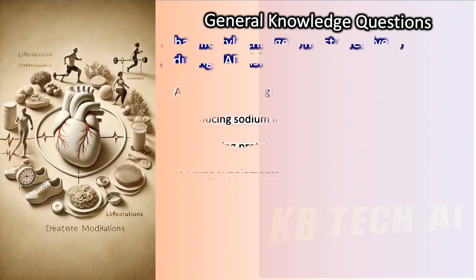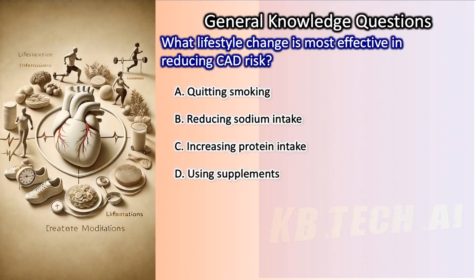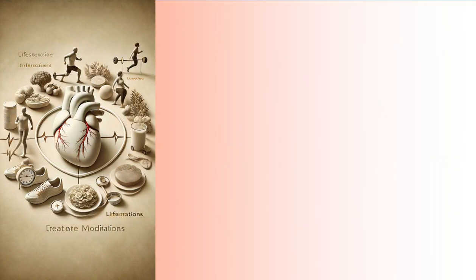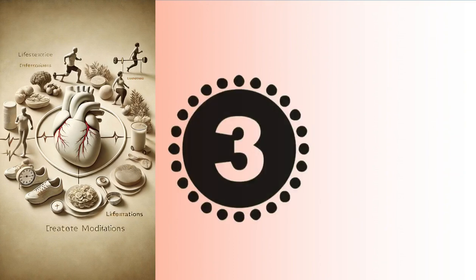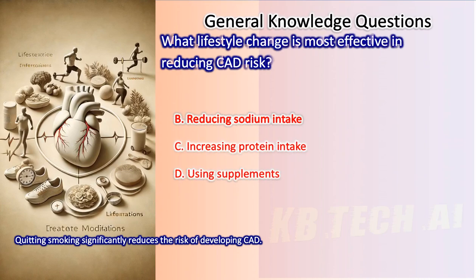Nitroglycerin. What lifestyle change is most effective in reducing CAD risk? Option 1. Quitting smoking. Option 2. Reducing sodium intake. Option 3. Increasing protein intake. Option 4. Using supplements. The answer is option 1.